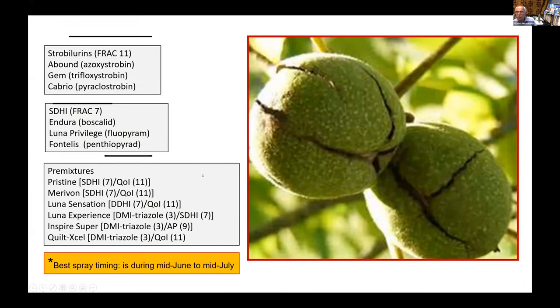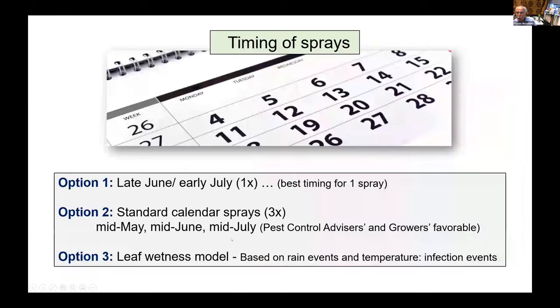And the fungicides that are effective fall in these categories. Mainly we have the strobilurins in FRAC 11, the SDHIs in FRAC 7, and combinations of these two, as well as combinations of triazoles and strobilurins and carboxamides. The growers have three choices regarding the timing. If a grower decides to apply one spray, the best timing for the spray will be late June, early July.